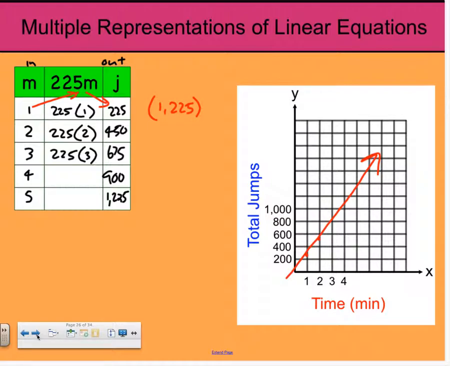I hope this has been helpful. Go ahead and try the Got It problem at the bottom of page 271.